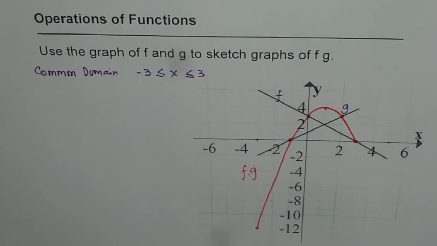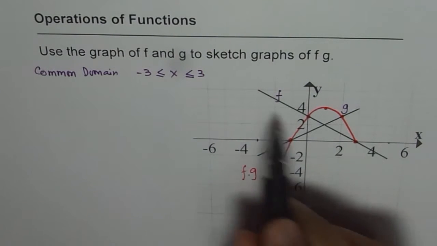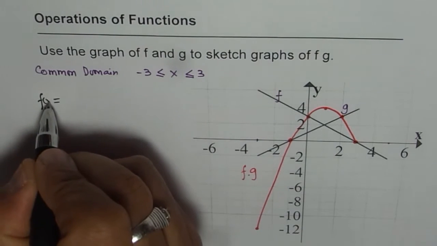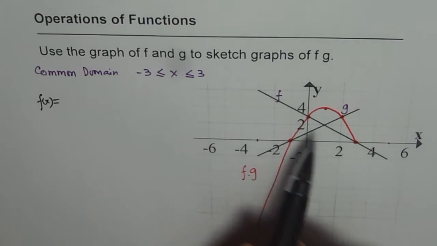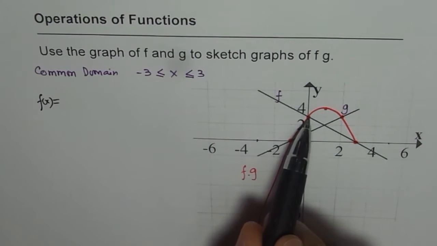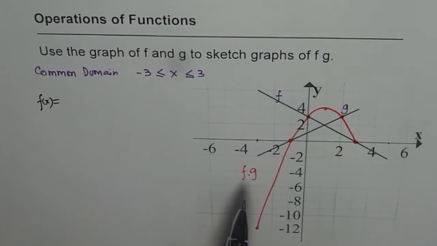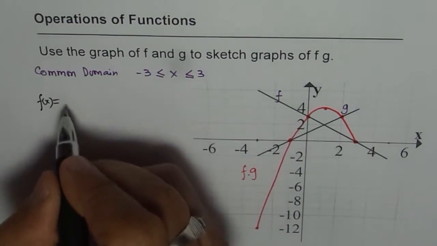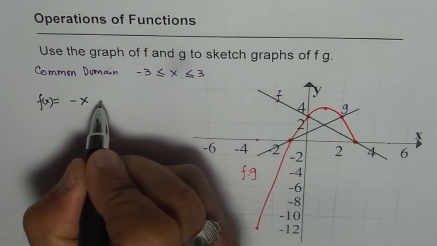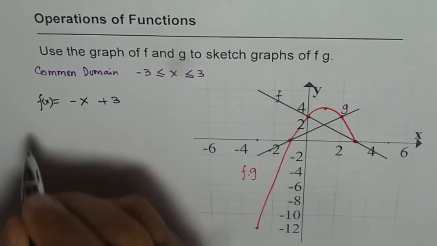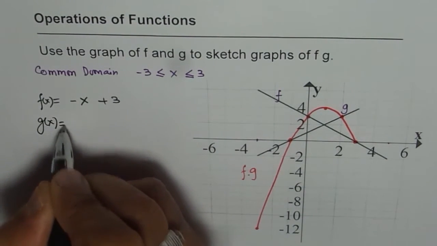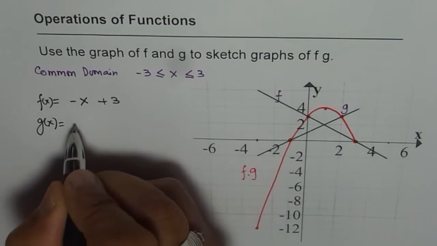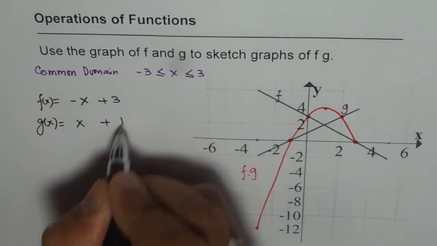You could actually get the equation of this parabola by defining your functions. You could say, well, f of x is a straight line with y-intercept of 3 and the slope is -1, correct? The slope is -1, so 4 divided by 4, -1. So it is minus x plus 3. As far as g of x is concerned, it has a y-intercept of 1 and the slope of +1. So it is x plus 1.